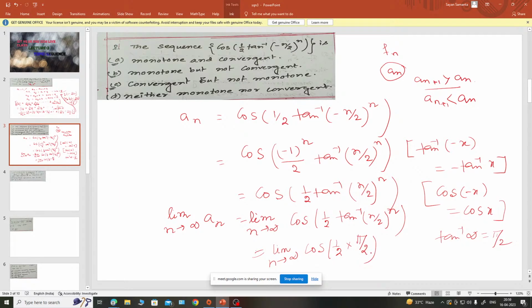So cos of pi by 4, what value does it give? This is 1 by root 2. So 1 by root 2 is a finite value. With a finite value, that means the sequence an is convergent. And if a sequence converges, then this sequence is also monotone. So here the first option is correct. Is it clear? Any doubt, please comment.